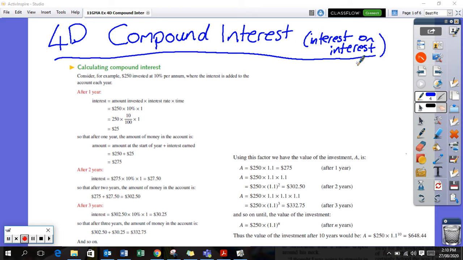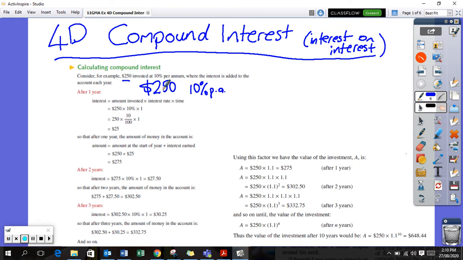So where it went up nice and evenly with simple interest, we get an exponential sort of growth with compound interest. So let's have a look at how compound interest works. So we've got $250 at 10% per annum. So the interest is paid 10% interest every year.